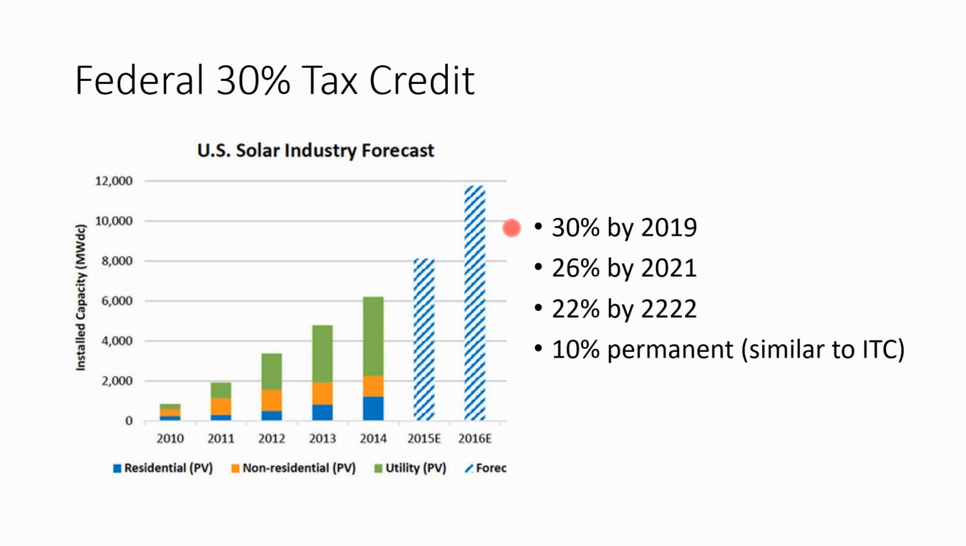But the question is, do batteries qualify for the solar tax credit? And the answer is yes, but only the portion of the battery bank that is charged by the solar array qualifies for the solar tax credit. So you can't buy a battery and a solar array and just say, okay, it all qualifies.